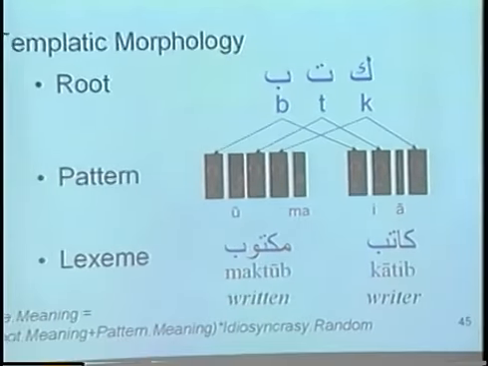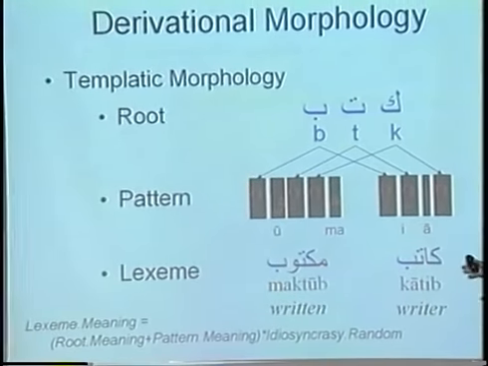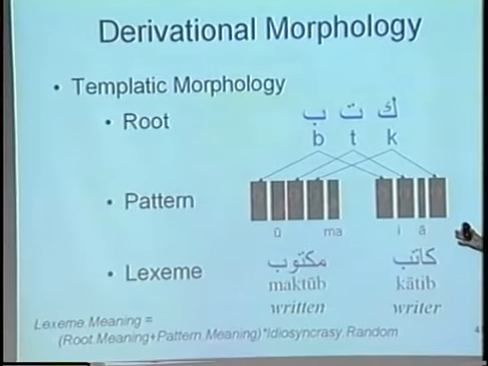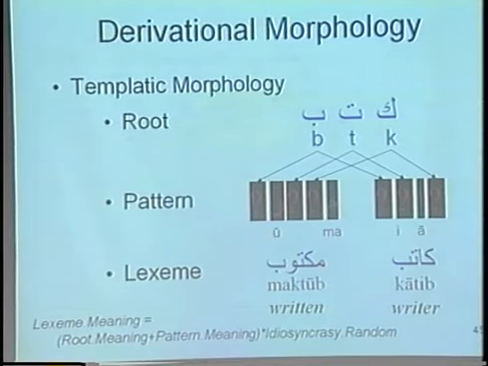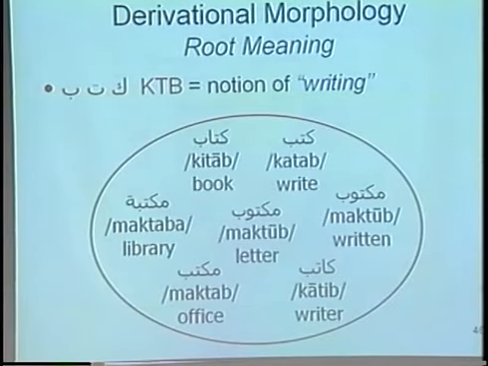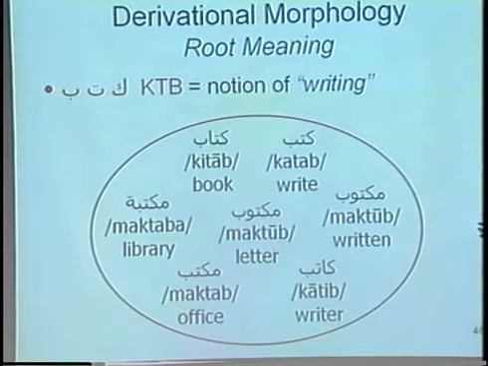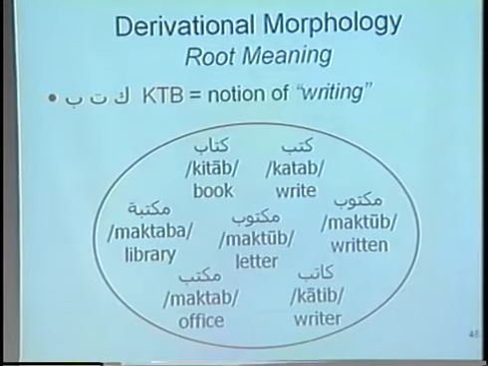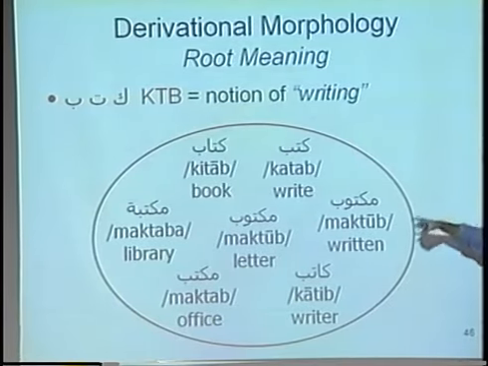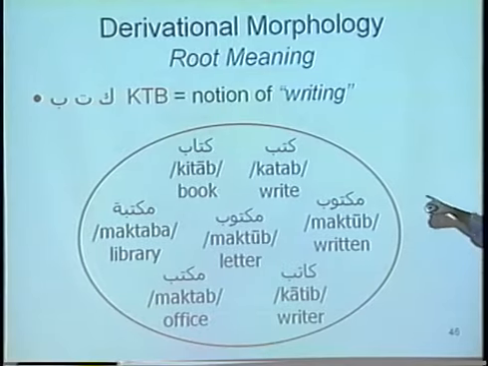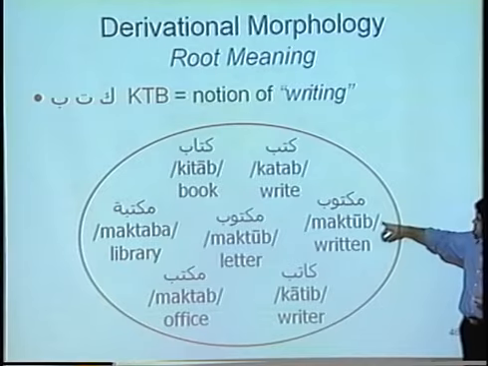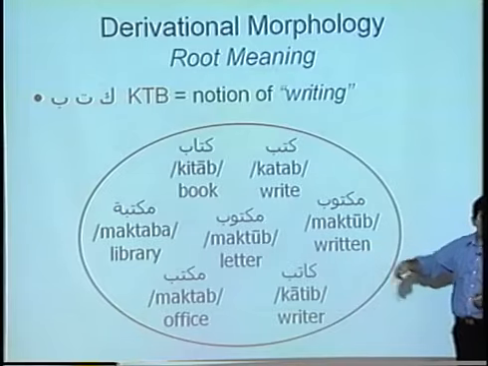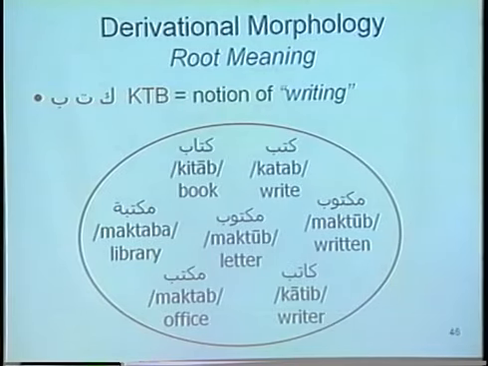And so the view is usually that this lemma or lexeme here is constructed from the meaning of these two, but this has a lot of idiosyncrasy. I mean, this is the theory of how things work. In reality, it's much more complicated. So when you talk about the roots, this is the notion of writing, like I said. These are all words that are derived from that same root. So you have katab, kitab, which is book, something that is written, which is this maktub, but also letter, as in a letter that you send to someone.